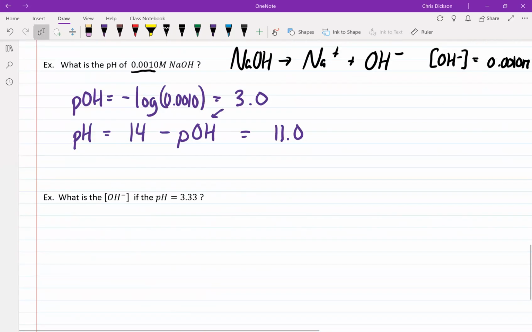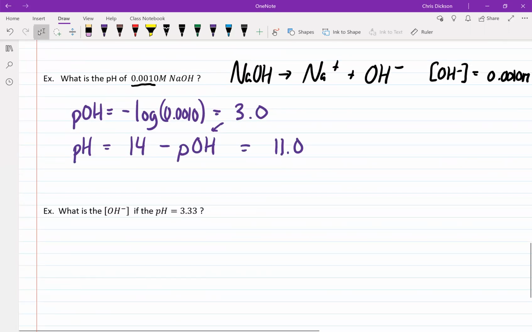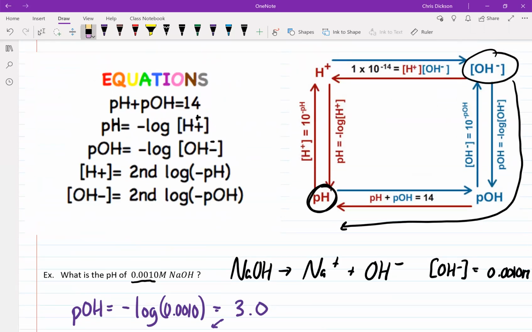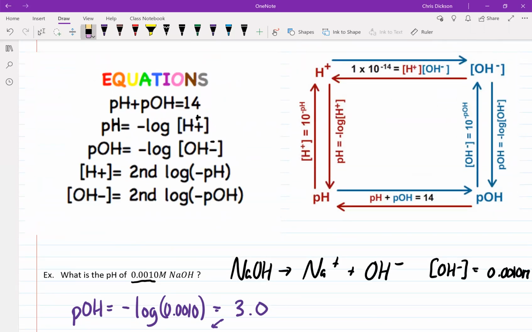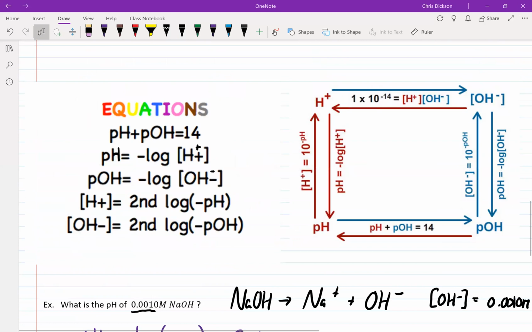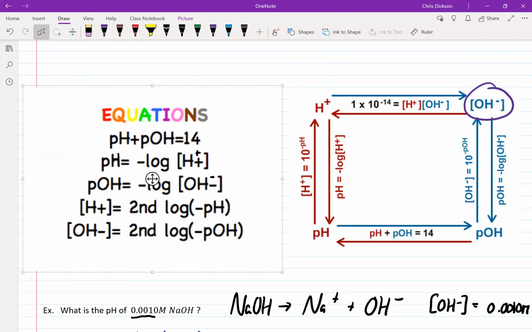Okay, so now we've got the pH and we're trying to find the concentration of hydroxide. So go back to our chart here. I'm going to erase all the stuff from the last question. What is the hydroxide concentration? Oh my goodness, what's happening with my computer? I'm not sure if you guys can see this, but I've lost part of my screen. There we go. We have the pH, and we're trying to get to hydroxide.